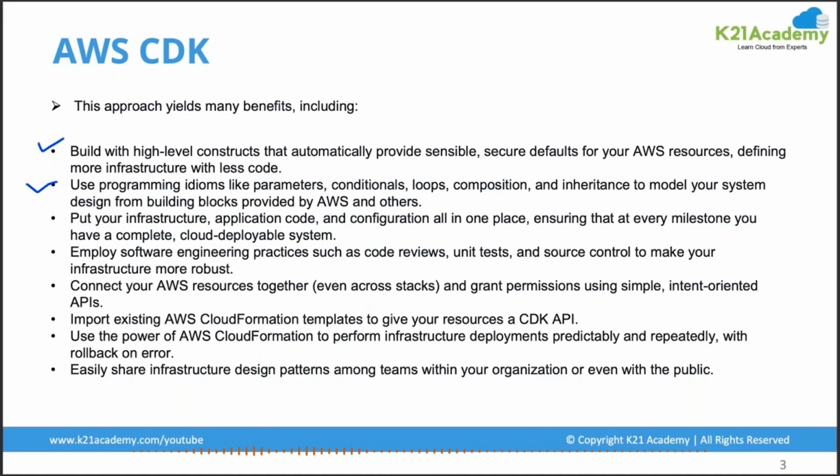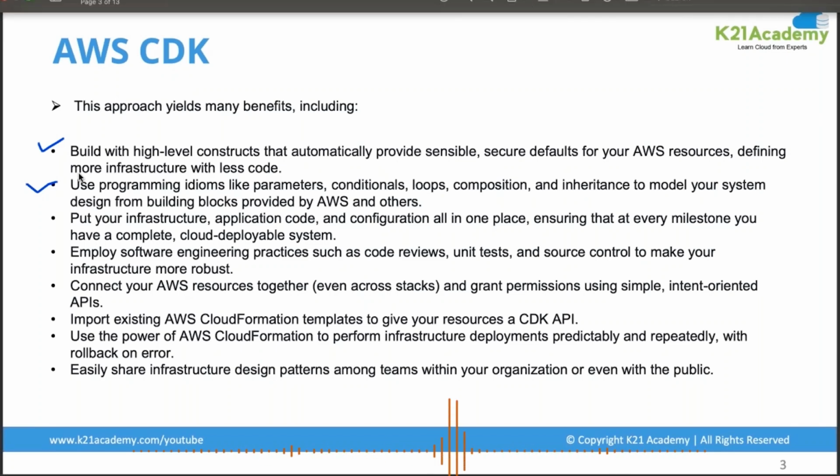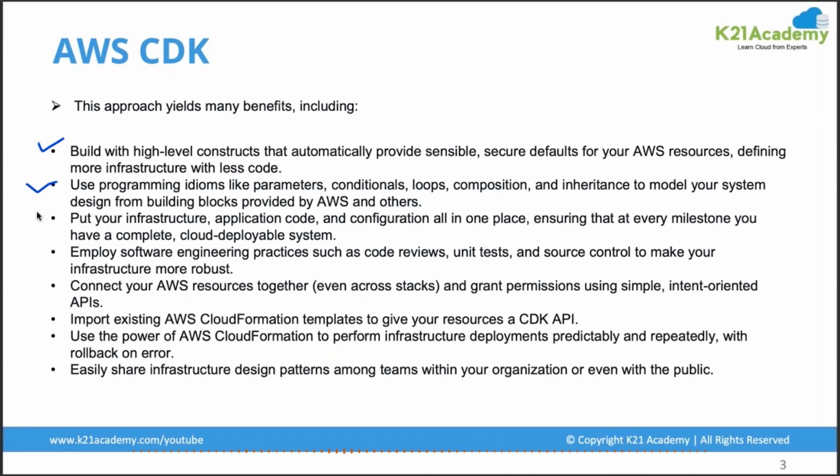So put your infrastructure, application code, and configuration all in one place. So previously, you'd have to have an application code separately. You'd have to have an infrastructure code. And then you'd have to separately deploy them. You'd have to deploy the infrastructure first, and then you deploy your application to it. Right here, by using a CDK, what you can do is keep your application code and configuration and infrastructure all in one place, ensuring that at every milestone you will have a complete cloud deployable system.